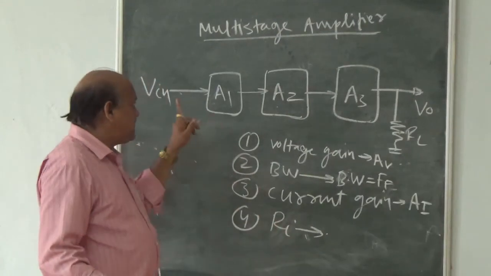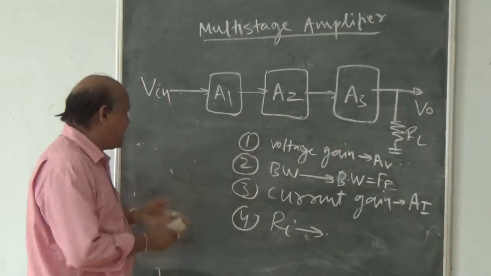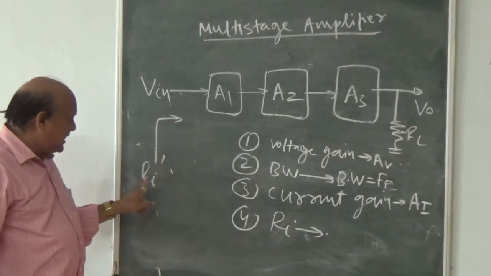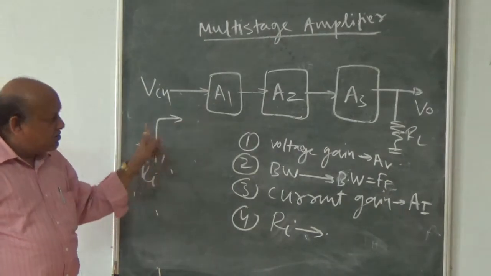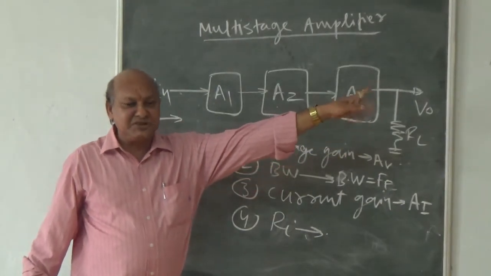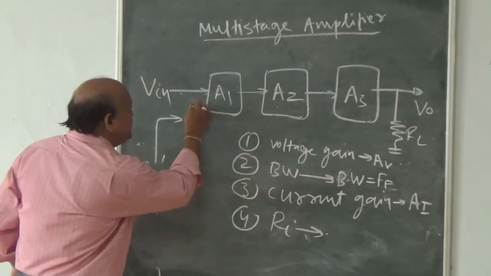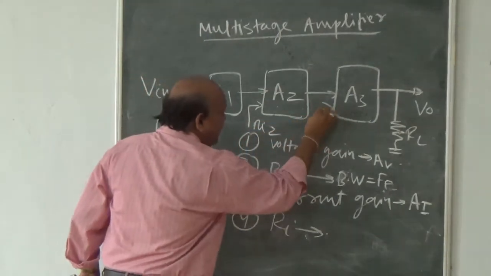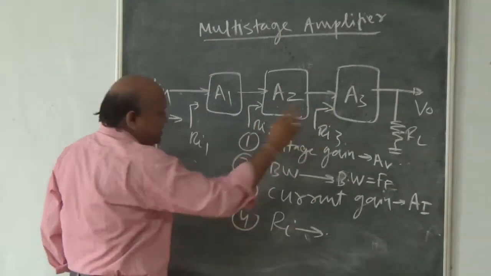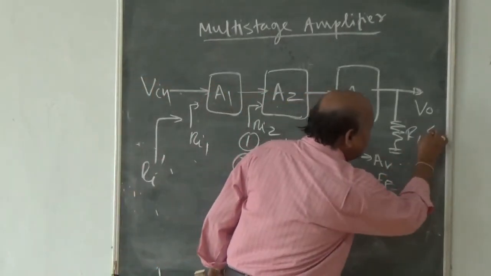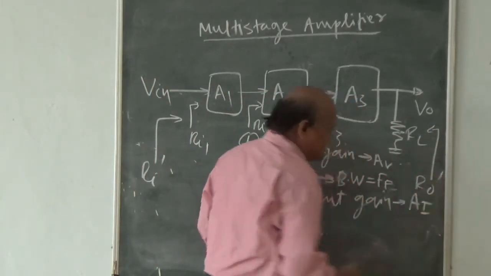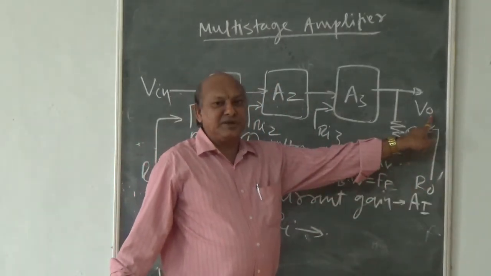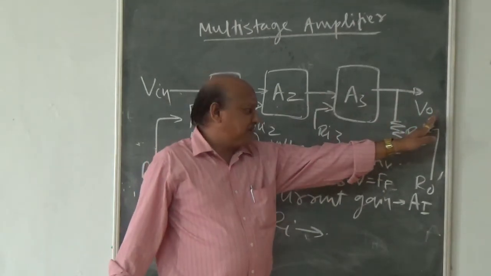Input impedance of each stage, and overall I can write here the input impedance. This is called Ri dash. Ri dash is the overall input impedance of the whole multi-stage amplifier which is constructed here, and individually, this is Ri1, this is Ri2, this is Ri3. This is the individual input impedance, and finally I have Ro dash. This Ro dash is called the overall effective output impedance at the output of the multi-stage amplifier.